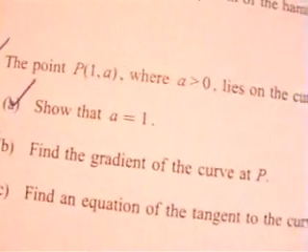Now in part A, as I showed you in the snapshot, it says show that A equals 1. That's fairly simple to work out, it's just a bit of substituting in. But I'll skip straight on to B, which is find the gradient at the point P on the curve, which is 7 marks. So if you get that wrong, you're a bit screwed if you want a high mark, unless you can do everything else.